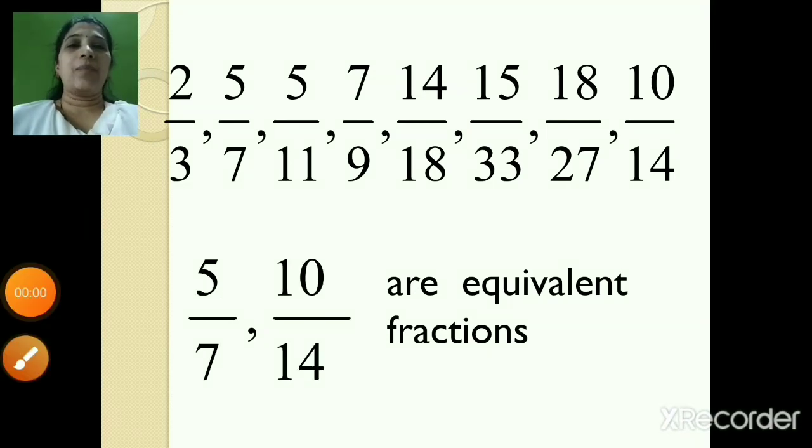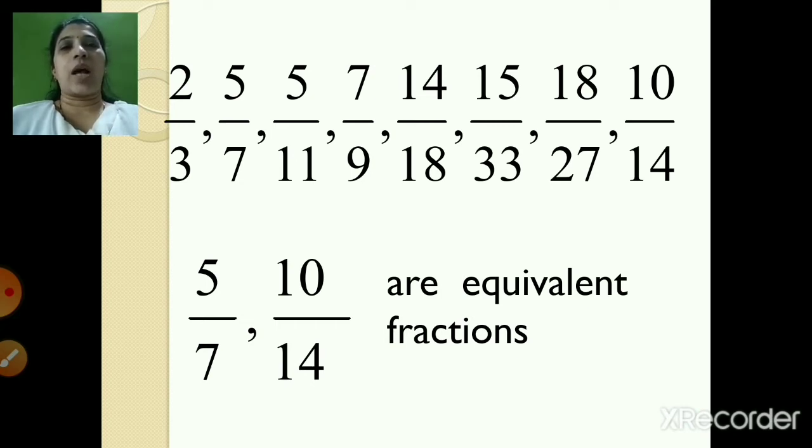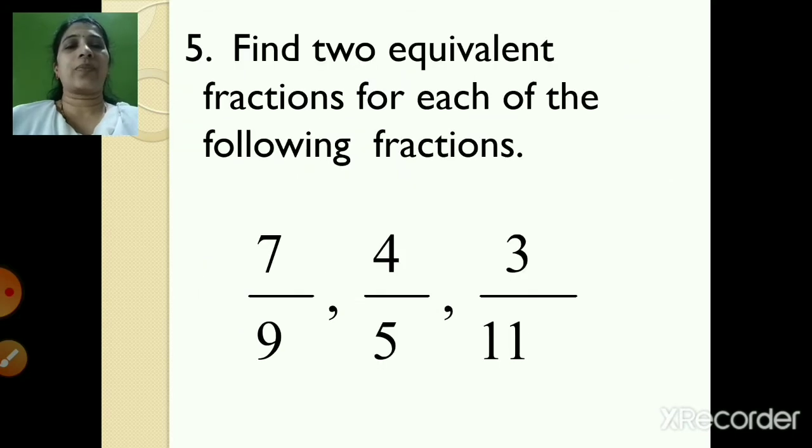Next, 5 upon 7 and 10 upon 14. These are equivalent fractions because in 10 upon 14, 2 5s are 10 and 2 7s are 14. Right? So you get it as 5 upon 7. So 5 upon 7 and 10 upon 14 are equivalent fractions. I hope students you have understood how to pair the equivalent fractions. Let's move to the next one.